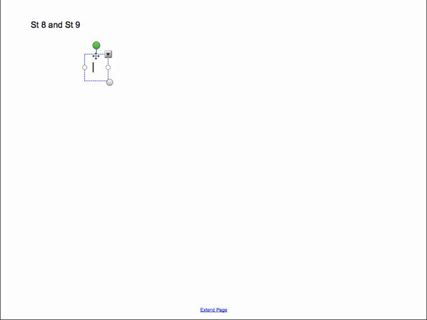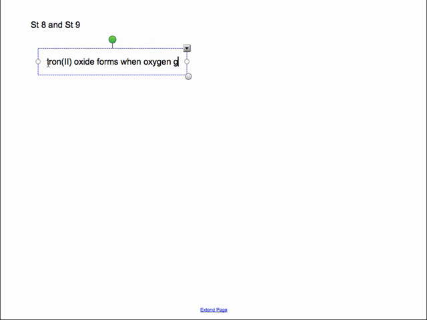So, in standard 8, we were talking about creating chemical equations from sentences. Let me give you an example of what I mean by this. Let's say I give you the following sentence: iron 2 oxide forms when oxygen gas and iron combine. Okay, so let's say I give you something like this.